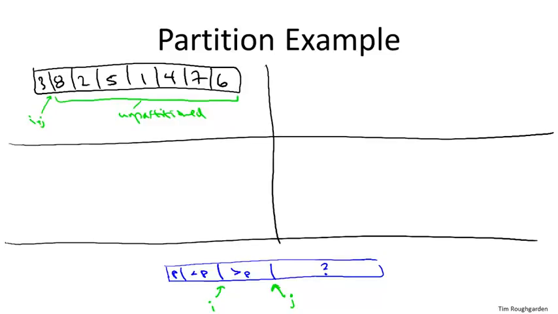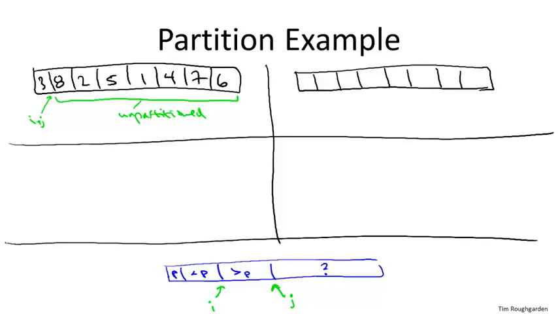Now to get a running time which is linear, we want to make sure that at each step we advance j. We look at one new element. That way in a linear number of steps we'll have looked at everything and hopefully we'll be done and we'll have a partitioned array. So in the next step we're going to advance j. So the region of the array which we haven't looked at, which is unpartitioned, is one smaller than before. We've now looked at the 8, the first element after the pivot.